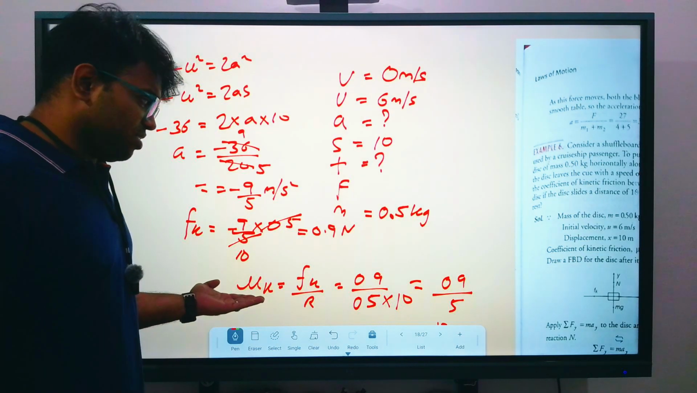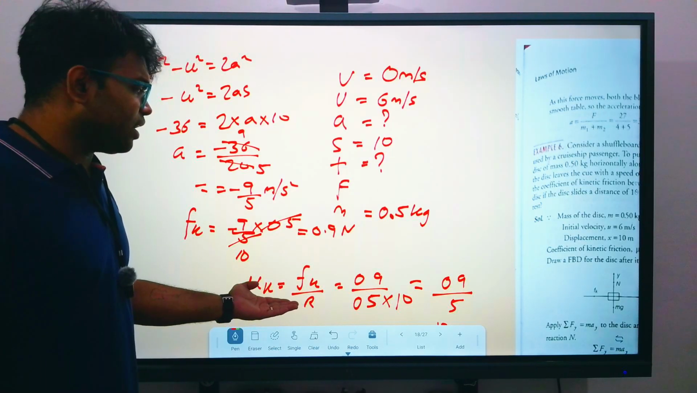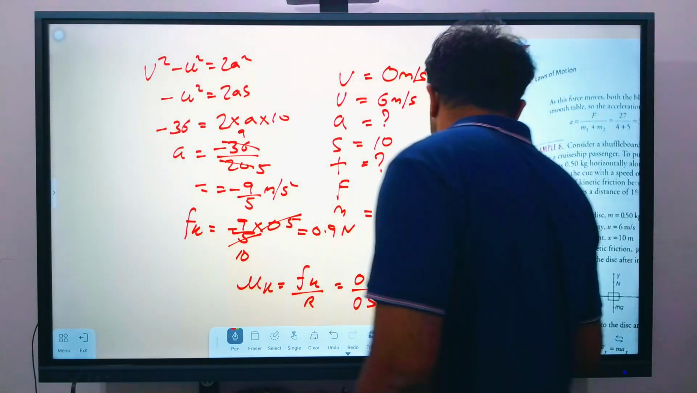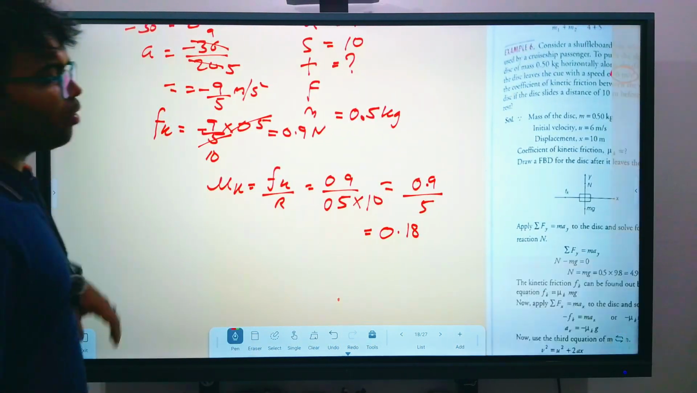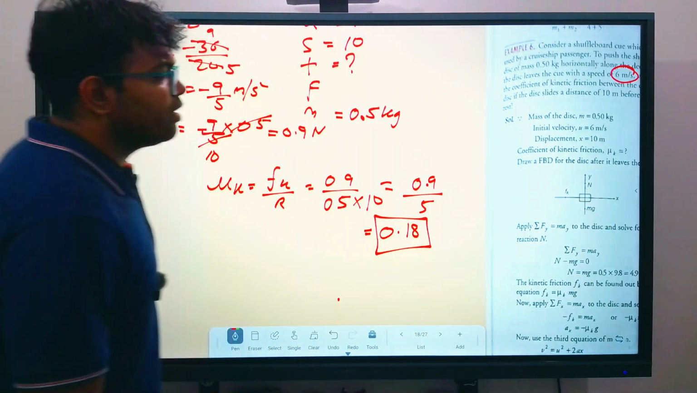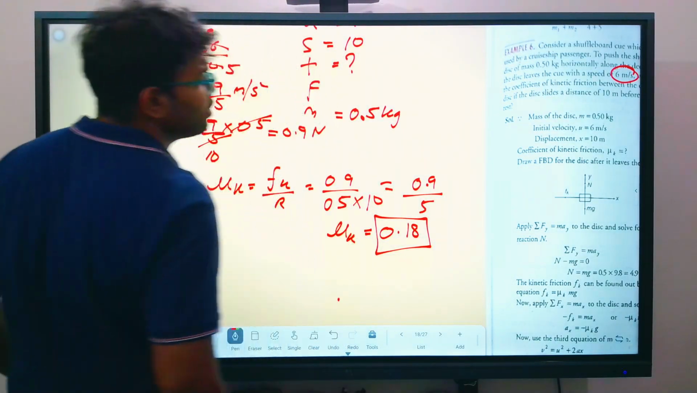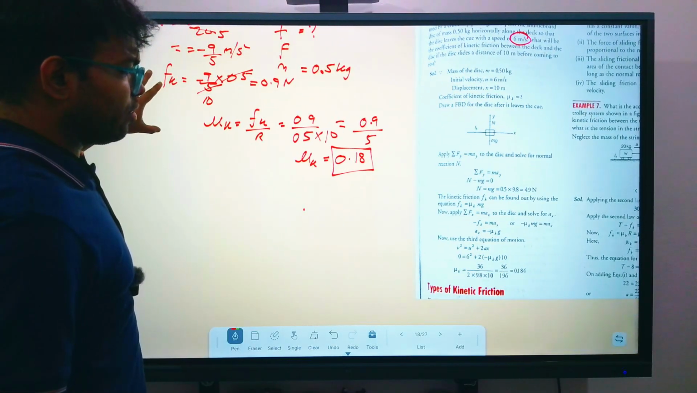So mu of k becomes equal to what? The frictional force upon the normal reaction force. 0.9 upon 5, that is 0.18. So this becomes the coefficient of dynamic friction, that is mu of k is equal to 0.18. Okay, let's do another question.